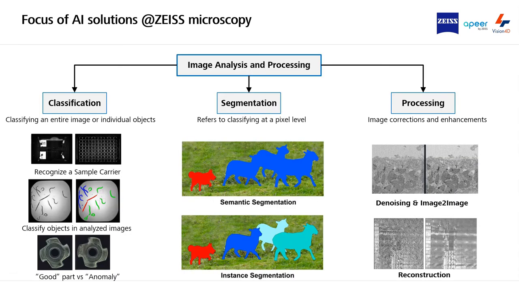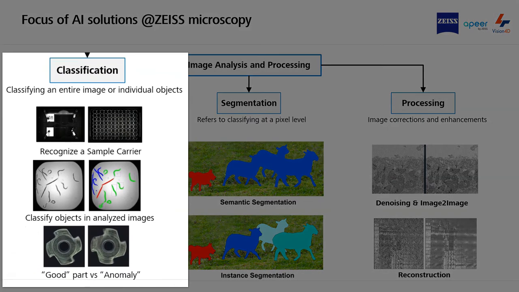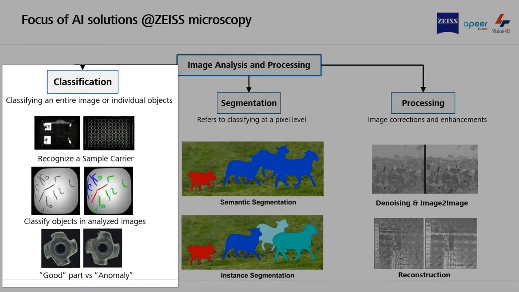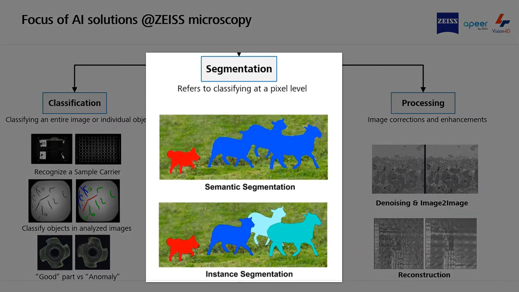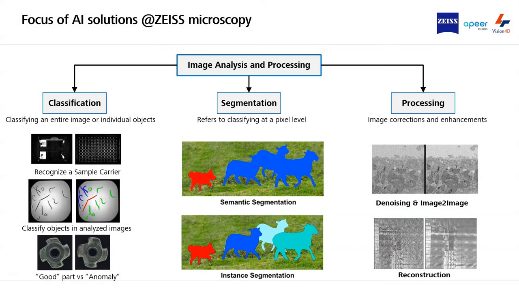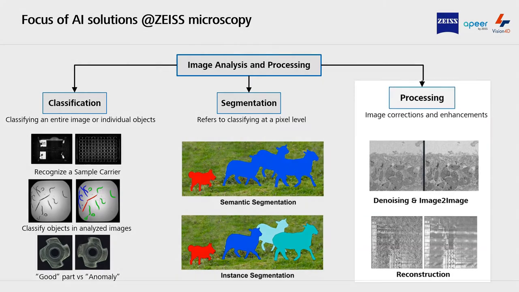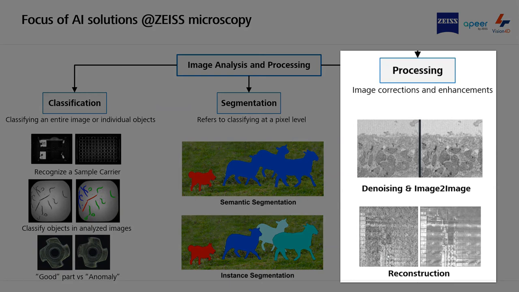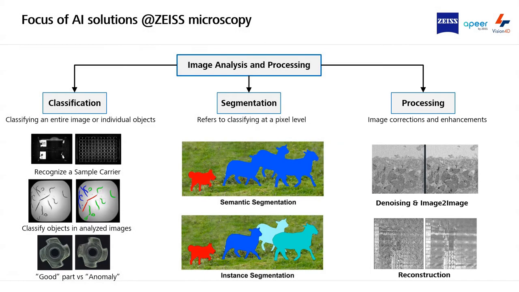Our current focus when it comes to AI solutions is on the following three areas. Classification is used for sample carrier recognition, object and image classification. Segmentation: all our image analysis tools are AI ready, which means trained segmentation models can be plugged in easily for the segmentation step. Processing is used for resolution improvement, reconstructing and denoising images, including general image-to-image translations.